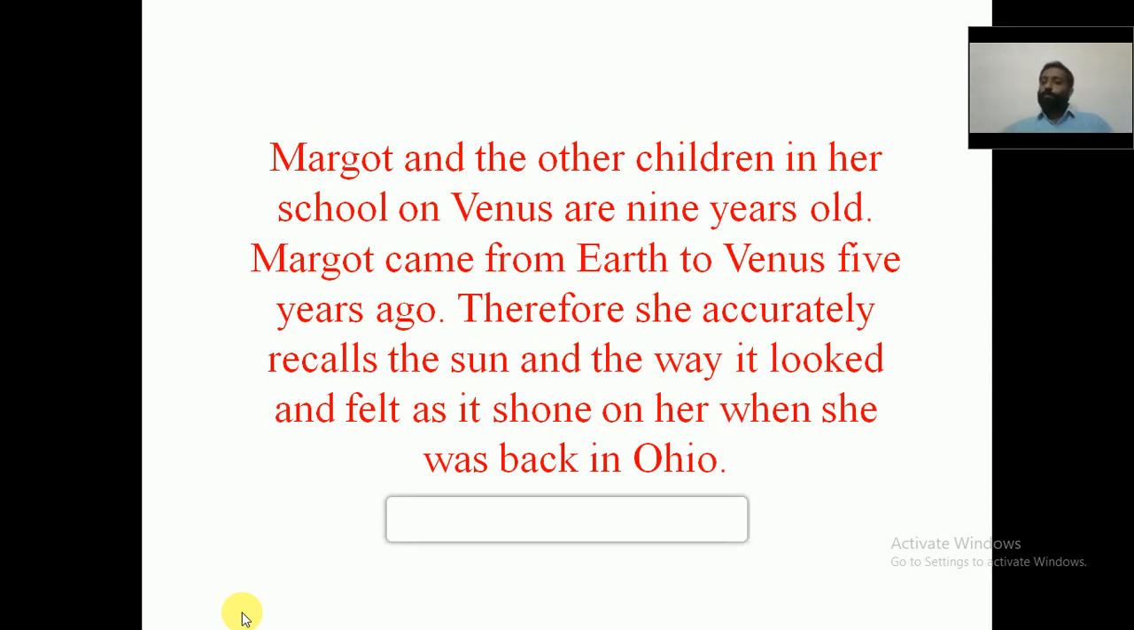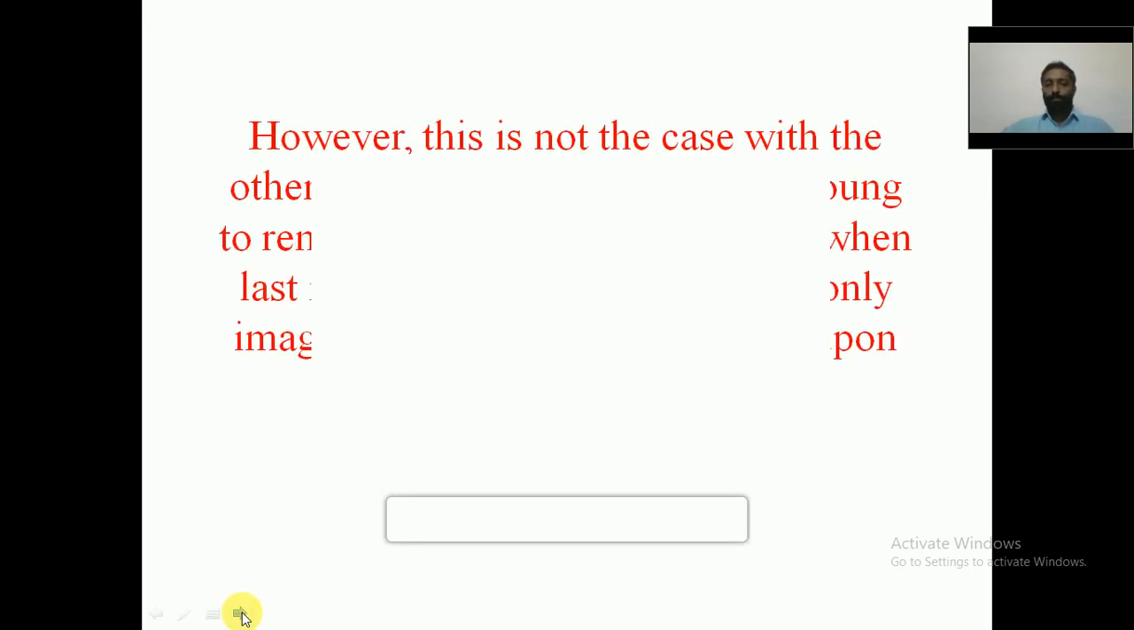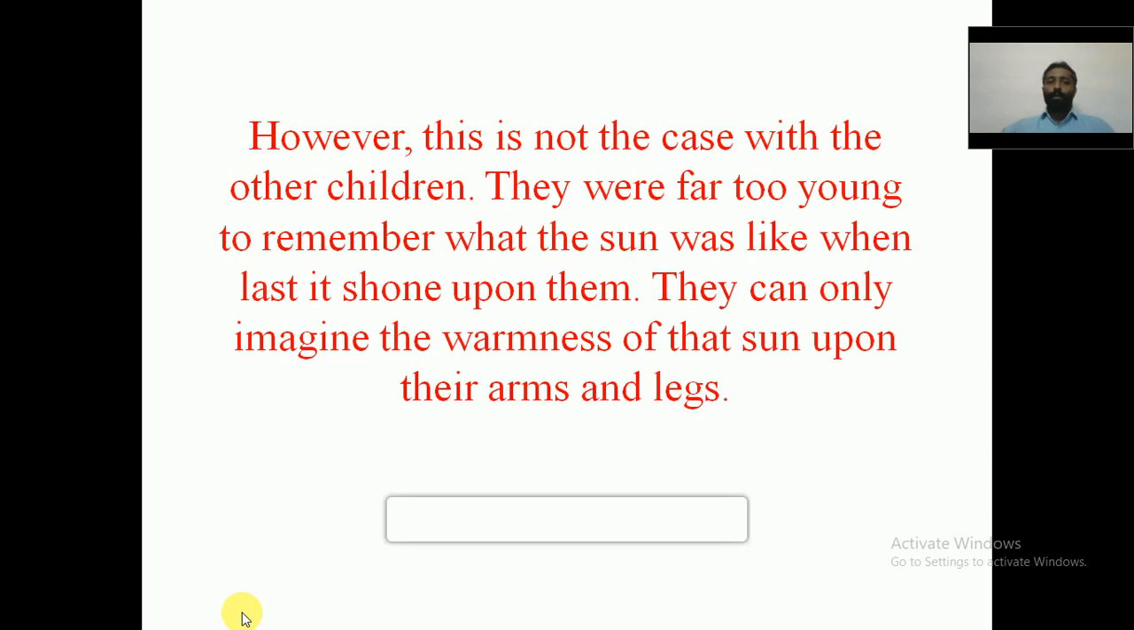However, this is not the case with the other children. They were far too young to remember what the sun was like when last it shone upon them. They are all 9-year-old children, and when the sun last appeared, they were too young to understand or remember it. They can only imagine the warmth of the sun upon their arms and legs. These children cannot recall the size or the appearance of the sun. So that is a difference here.